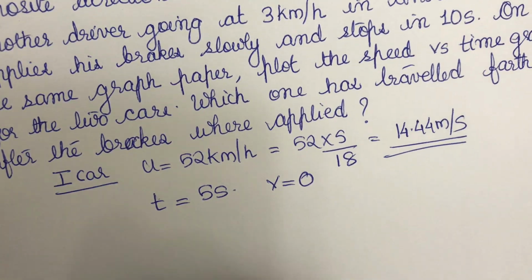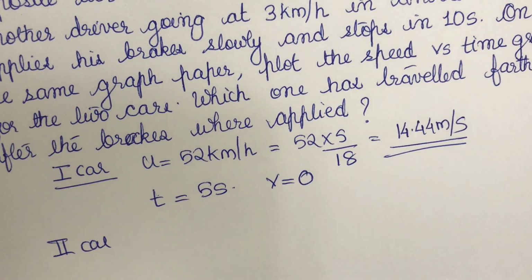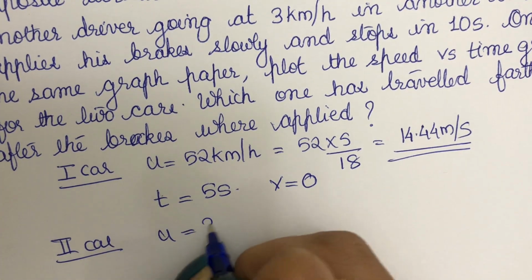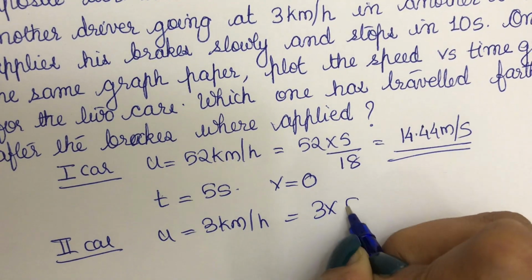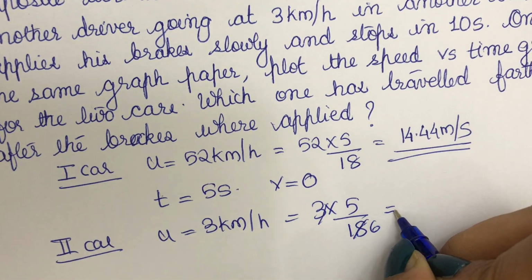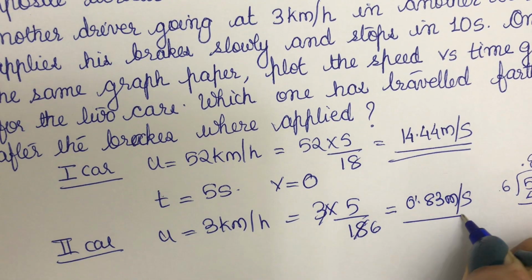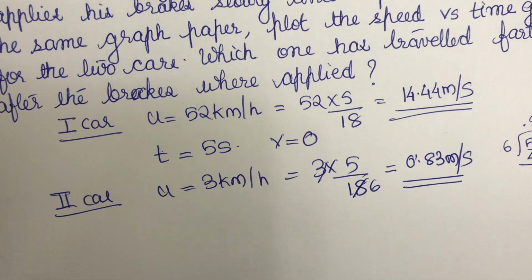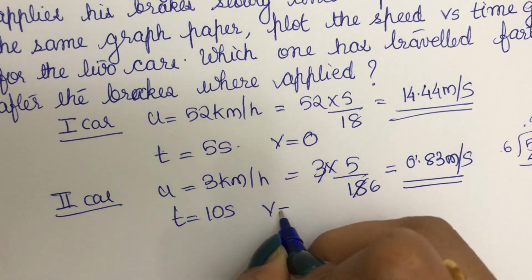Another car, second car I'll write. Another car going at 3 km per hour. So for this car, u is 3 km per hour, which is equal to 3 into 5 by 18, which is equal to 0.83 meter per second. Okay, so the time is given, 10 seconds, and v is equal to 0.